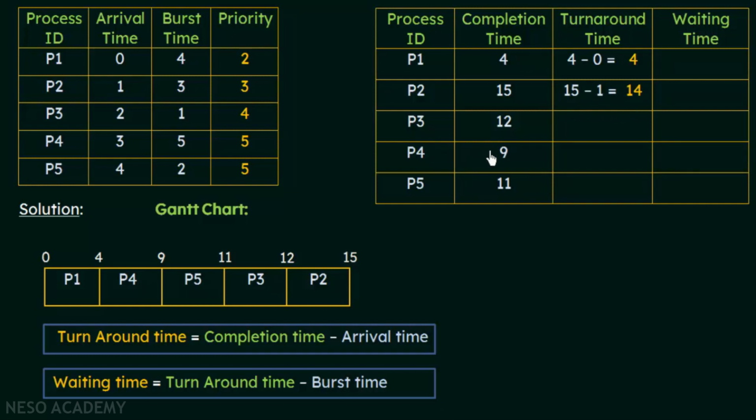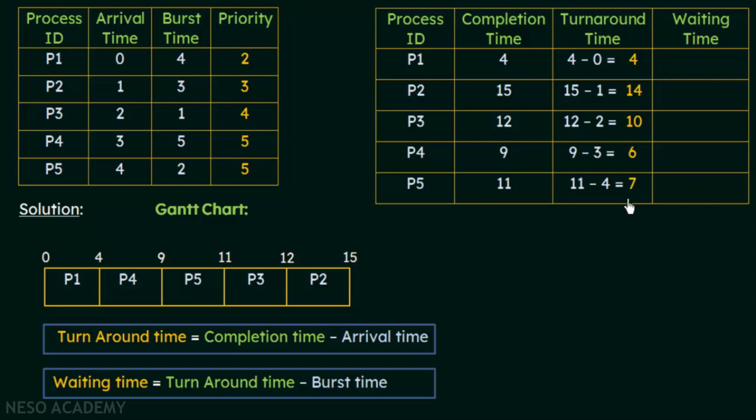And for P3, what is the completion time? It is 12 milliseconds. And what is the arrival time? The arrival time of P3 is 2 milliseconds. So what will be the turnaround time? The turnaround time is 12 minus 2, which is 10 milliseconds. And similarly for P4, the completion time is 9, and then the arrival time is 3. So the turnaround time will be 9 minus 3, which is 6 milliseconds. And similarly for P5, the completion time is 11 milliseconds, and the arrival time of P5 is 4 milliseconds. So that gives us a turnaround time of 11 minus 4, which is 7 milliseconds. So hence we have found the turnaround times for the set of processes P1 to P5.